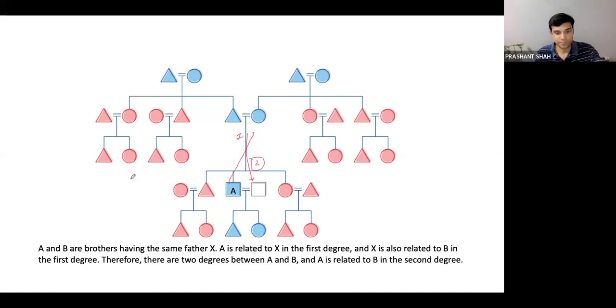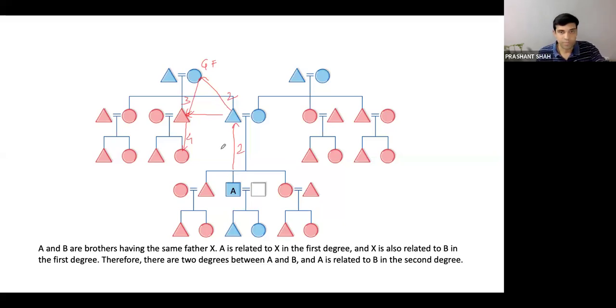Now A and his cousin. How many degrees? Cousin means we have to go to A's father, then we cannot go directly to A's father's brother. We have to go to the grandfather because of the common ancestor rule, and then we come down, and this is A's cousin. So this is 1, 2, 3, and 4. A and his cousin are related at 4 degrees. Now his grandfather or grandmother will be related with A at 2 degrees. That is how these degrees are to be measured.